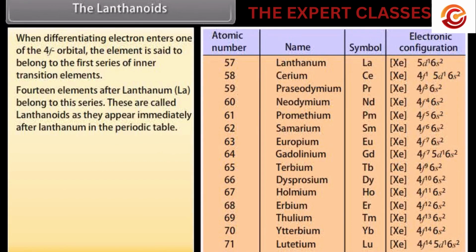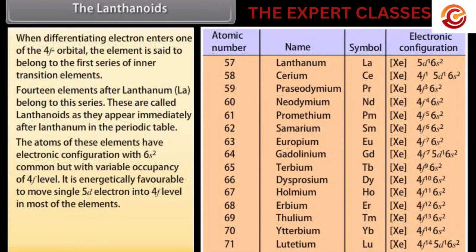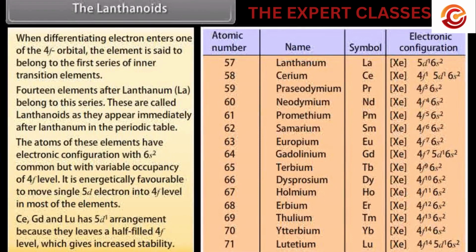These are called lanthanoids as they appear immediately after lanthanum in the periodic table. The atoms of these elements have electronic configuration with 6s2 common but with variable occupancy of 4f level. It is energetically favorable to move a single 5d electron into 4f level in most of the elements. Cerium, gadolinium and lutetium have 5d1 arrangement because they leave a half-filled 4f level which gives increased stability.